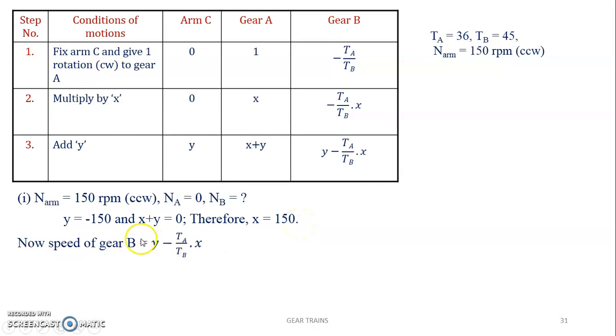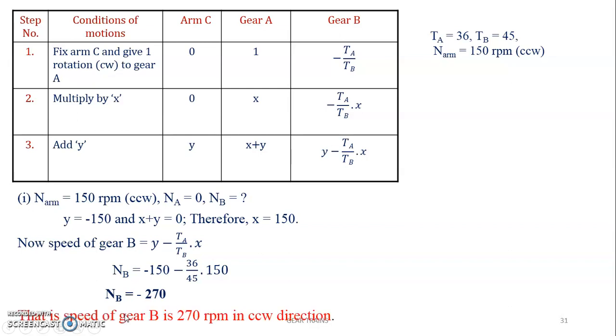Now, what is the speed of gear B? That is this expression: y minus TA by TB into x. I substitute the values of y and x, and I get the speed of B as minus 270. The meaning of minus 270 is that it is anti-clockwise; if we get plus, then it is clockwise. So the speed of gear B is 270 rpm in the anti-clockwise direction.